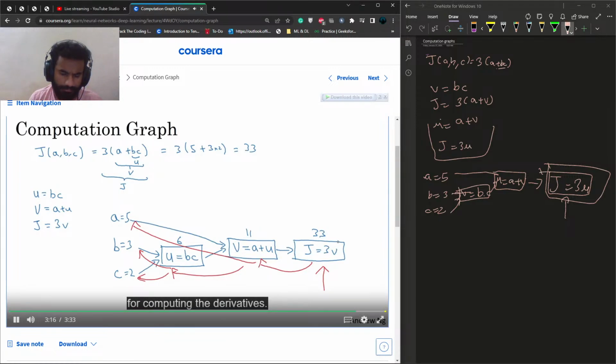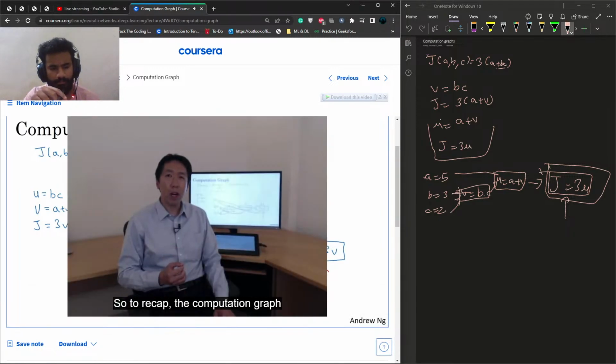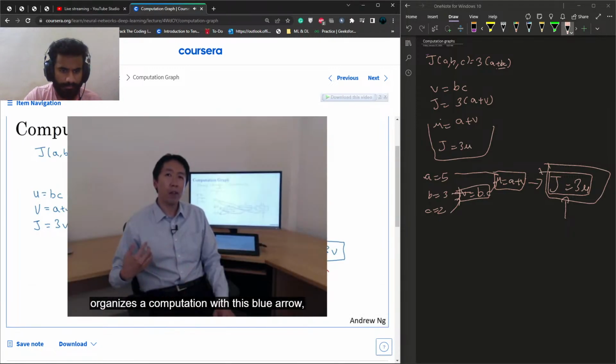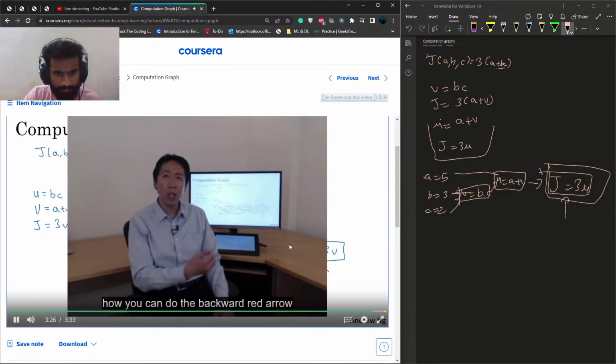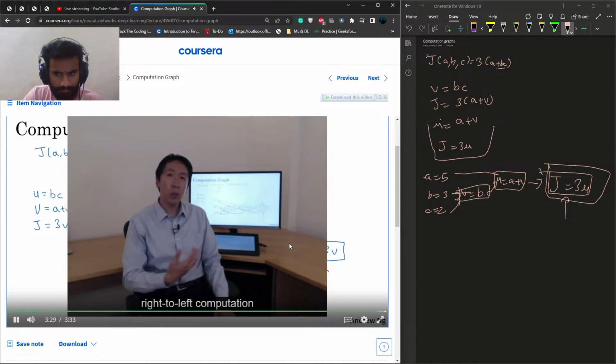For computing the derivatives. So to recap, the computation graph organizes the computation with this blue arrow left to right computation. Let's defer to the next video how you can do the backward red arrow right to left computation of the derivatives. Let's go on to the next video.